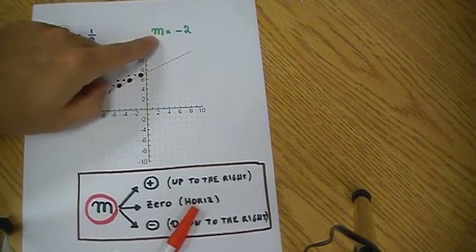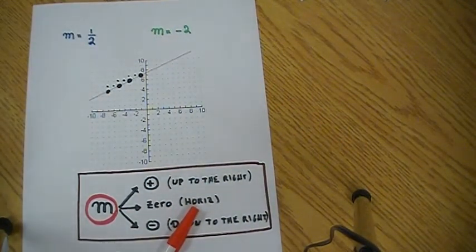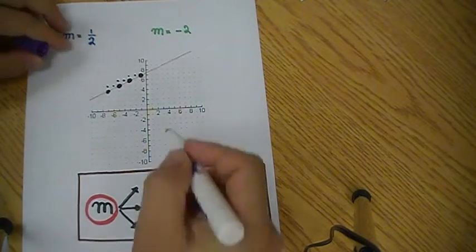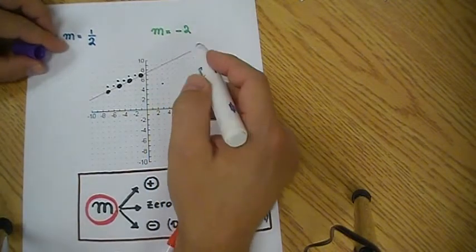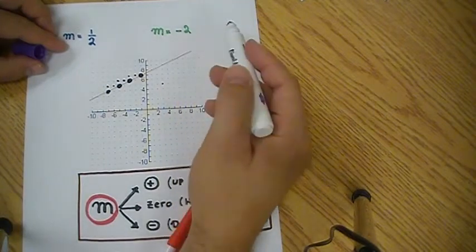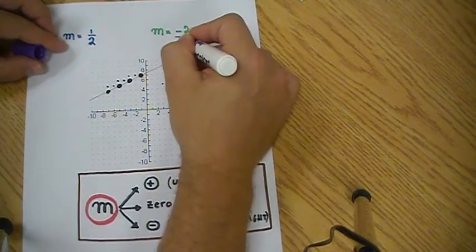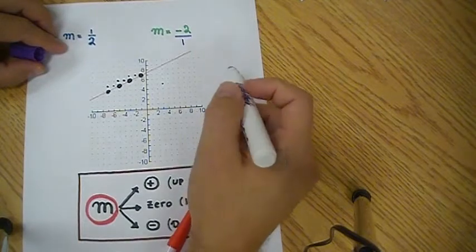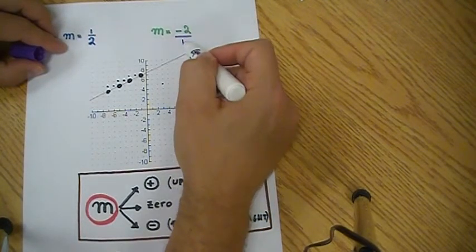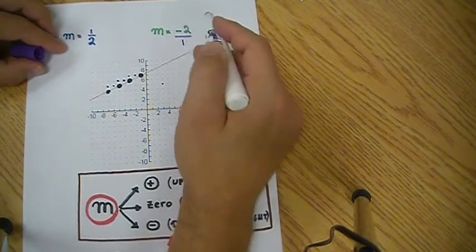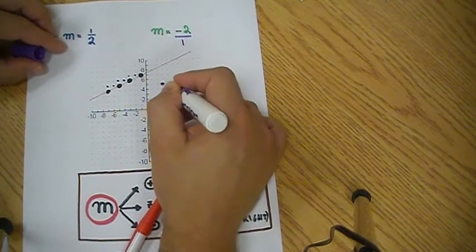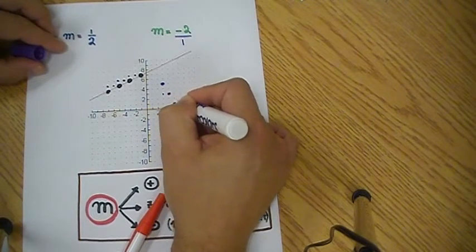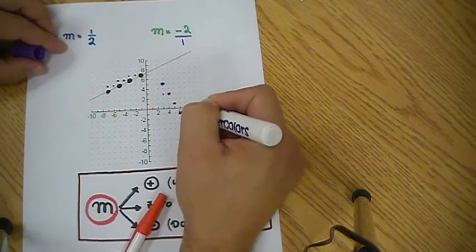If m is negative 2, again I'll just start anywhere. Let me use another color. Let's say I start here. What is negative 2? I can write it as negative 2 over 1 to see it properly. The rise is negative 2, and the run is 1. So that's 2 down and 1 to the right. 2 down and 1 to the right, and again, 2 down and 1 to the right.